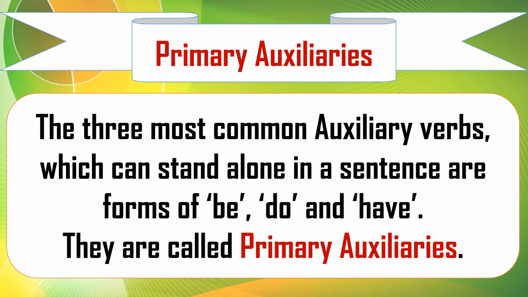And so they are called the primary auxiliaries. Okay. So the three most common auxiliary verbs which can stand alone in a sentence are forms of be, do and have, and they are called primary auxiliaries. Primary, basic. So here standing alone is a very important thing. It means they can give the meaning on their own to that sentence.